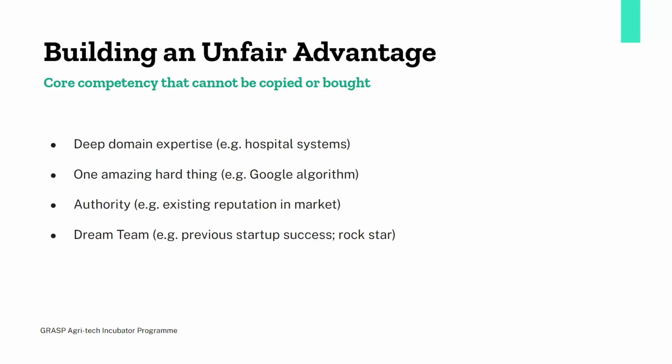domain expertise. Domain expertise could be hospital systems, because they're very complicated, it's a very regulated industry, with a lot of potential rules to follow and so on. So if you have deep domain expertise in building hospital systems, that's something that is difficult to replicate. It can't be bought. Similarly, it could be that one thing that really stands out. For example, Google's multiple algorithms, and it would take time, and it cannot be done easily.